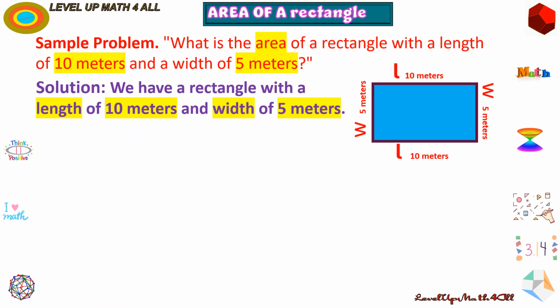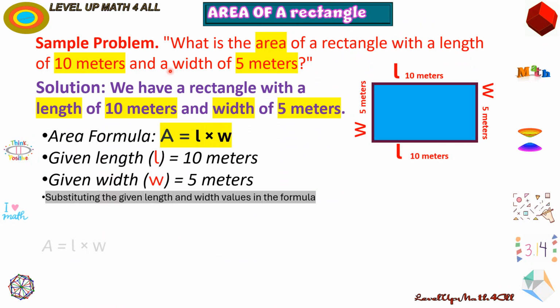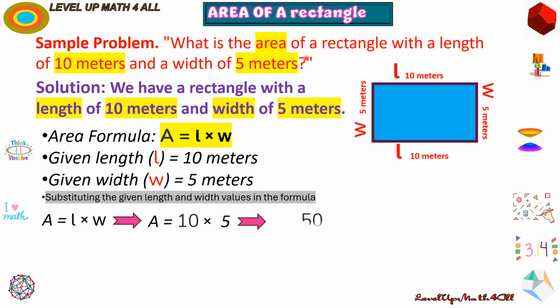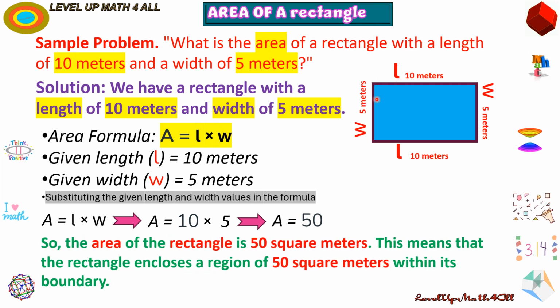Okay, let's solve a problem here. The problem we are going to solve: what is the area of a rectangle with a length of 10 meters and a width of 5 meters? If you apply that information on the image, you see the length is 10 meters and the width is 5 meters.